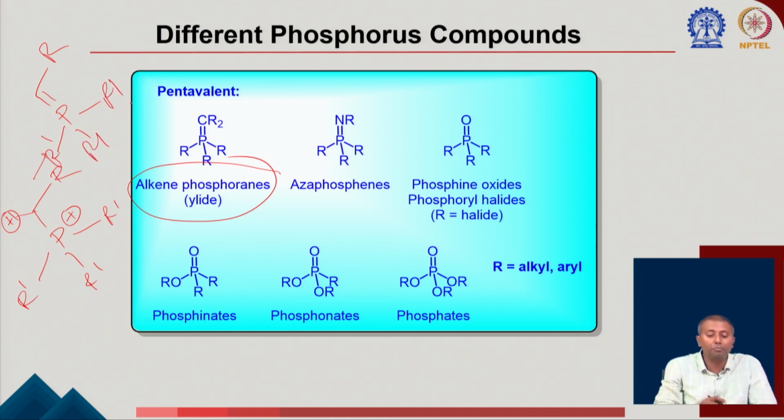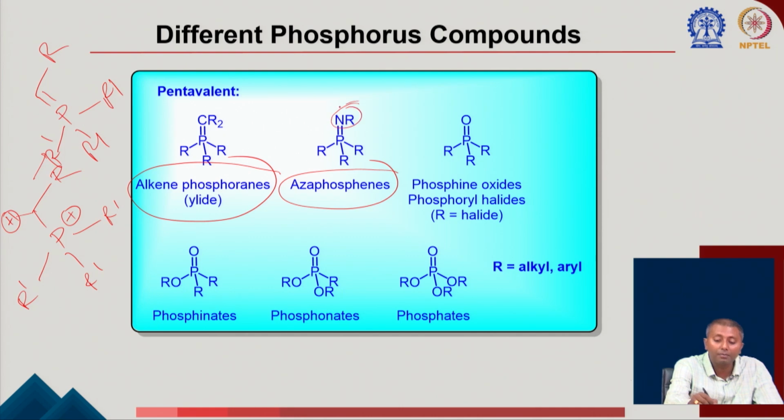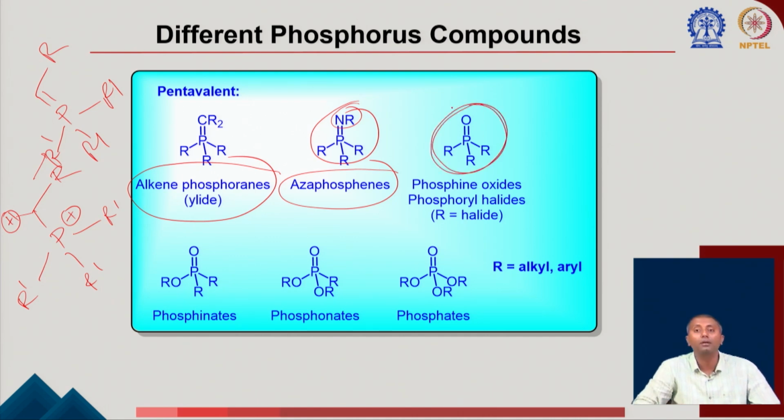So we call them ylides, phosphorus based ylides. Then there are compounds like azaphosphine, where your oxygen is replaced by an NR, a nitrogen. Then phosphine oxides, which I think are another very important compound, and in a lot of phosphorus chemistry, the byproduct will be phosphine oxide.